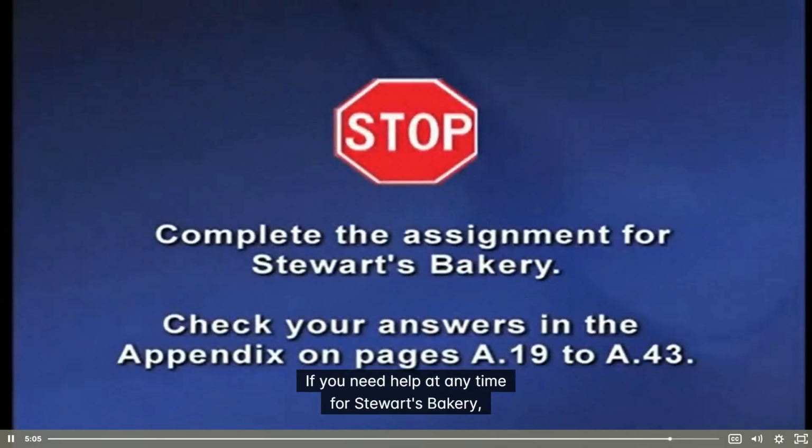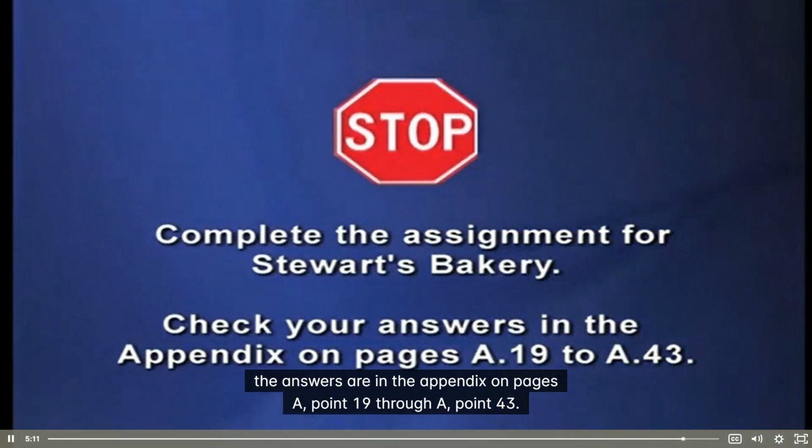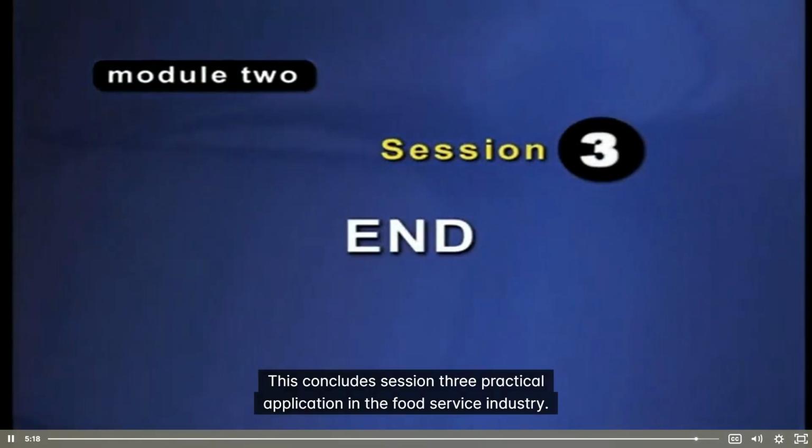If you need help at any time for Stewart's Bakery, the answers are in the appendix on pages 8.19 through 8.43. This concludes Session 3, Practical Application in the Food Service Industry.